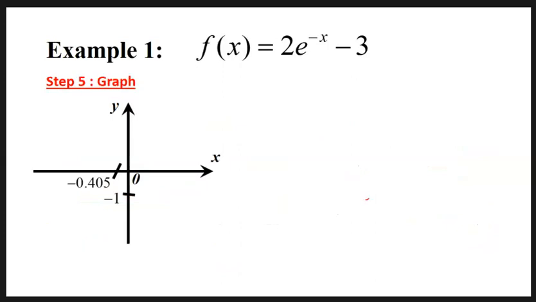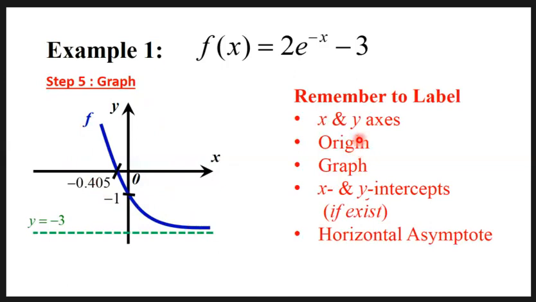Lastly, step 5. After we have the first 4 steps done, we have identified the x and y intercepts, the special line, and also the shape of the graph. Therefore, we can sketch the graph as follows. In your graph, please always remember to label the x and y axes, the origin, the name of the graph, the x and y intercepts if they exist, and lastly also the horizontal asymptote.